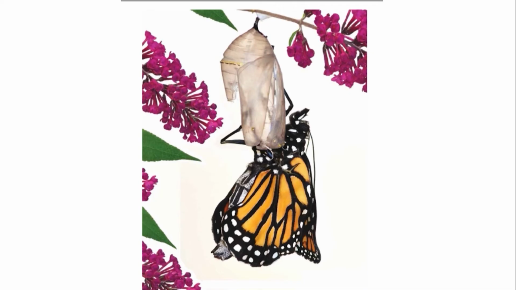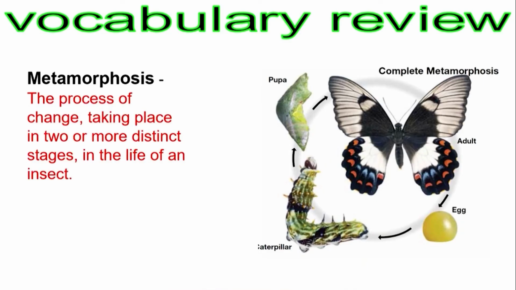We're going to stop our read aloud here. We have learned a lot of information about complete metamorphosis and incomplete metamorphosis. During the second half of our read aloud, we will dig even deeper into the incomplete metamorphosis. Let's review what we have learned today, starting with our vocabulary. We learned that metamorphosis means the process of change taking place in 2 or more distinct stages in the life of an insect.